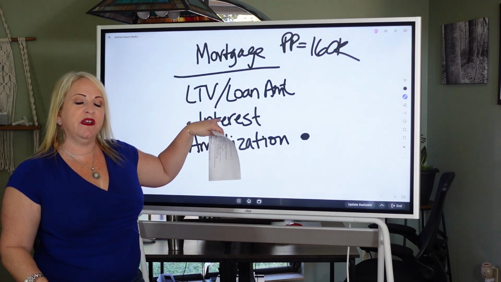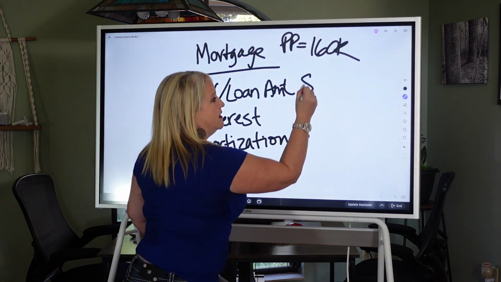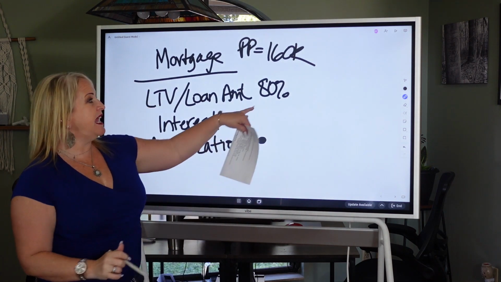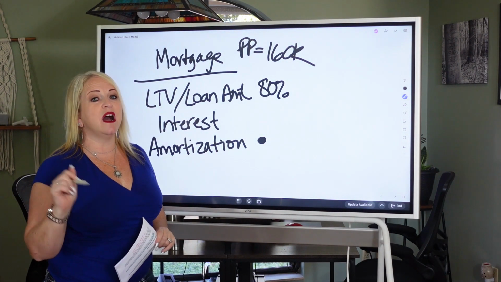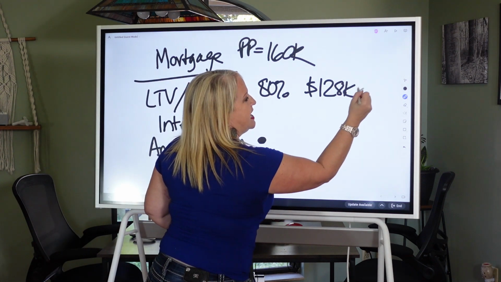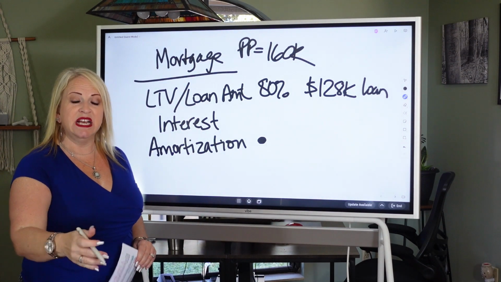The loan to value, let's just say the bank's gonna give us an 80% LTV. So 80%, let's move this over a little bit. So if we're gonna get 80% of $160,000, how much is our loan? It's $128,000, right? So $128K is our loan. That is how much the bank is giving us to buy the property.